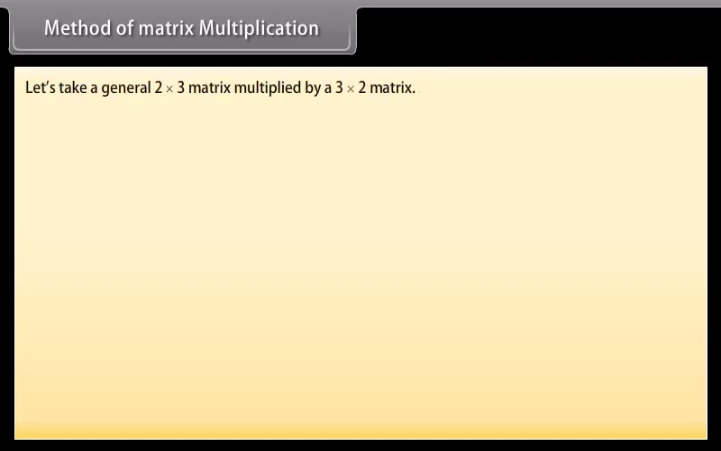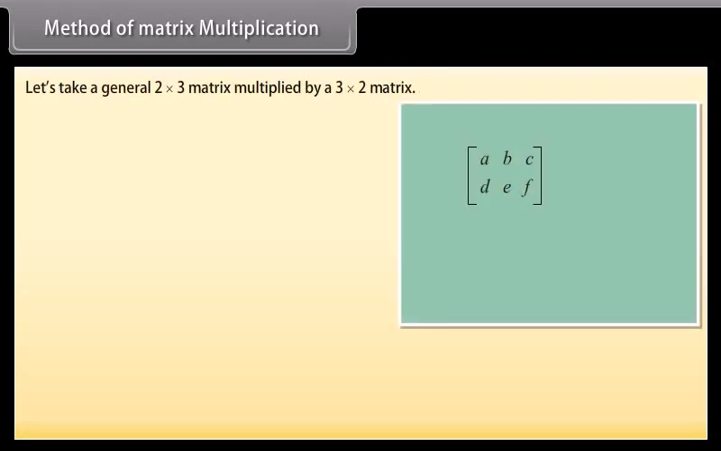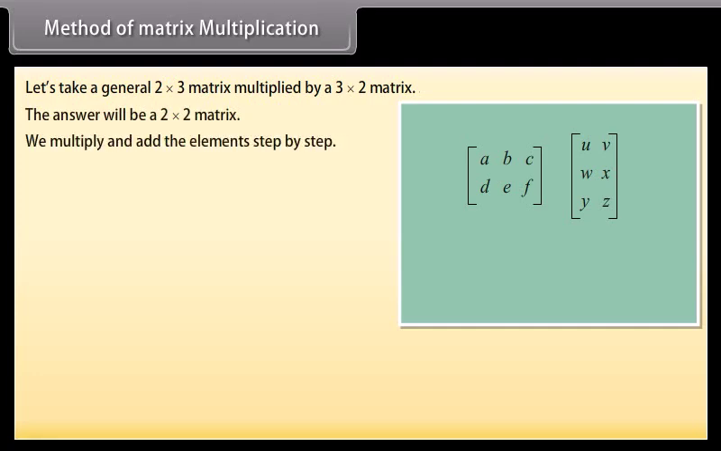Method of matrix multiplication. Let's now learn the method to multiply two matrices. Let's take a general 2x3 matrix multiplied by a 3x2 matrix. The answer will be a 2x2 matrix. We multiply and add the elements step by step.